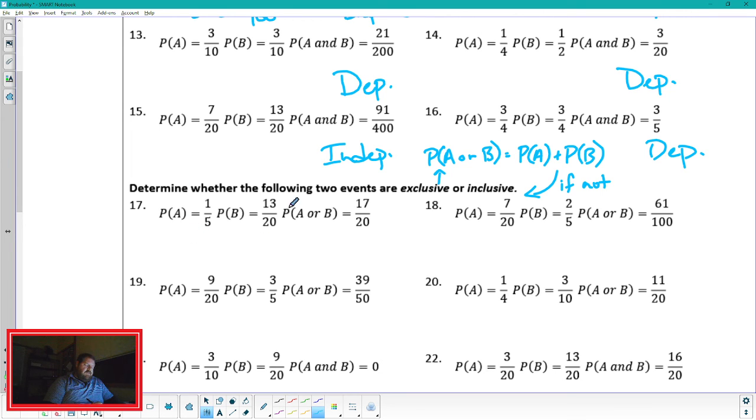One downfall to adding fractions is I need common denominators. I'm going to go ahead and write that when I do this one. I'm going to put them both as 20s. 1/5 is actually 4/20 plus 13/20. And when I add those, I do get 17/20. That's the same as what they told me it was. So they are exclusive.